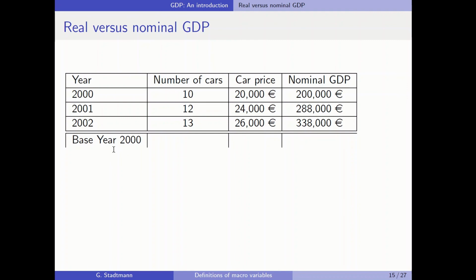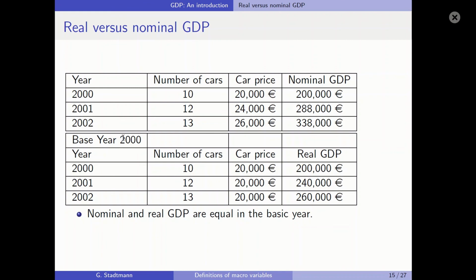In a first step, we have to define a base year. And the base year here is the year 2000. What does it imply? We have to keep the price of the year 2000 constant, which is equal to 20,000 euros. Then we once more multiply the number of cars produced within one year times the car price in the base year, and hence we get the real GDP: 10 times 20, which is equal to 200,000. 12 times 20 is equal to 240,000. So the real GDP is computed by keeping the prices constant.